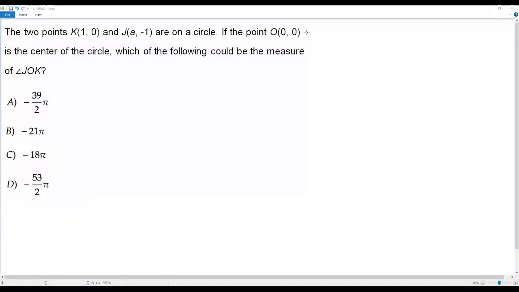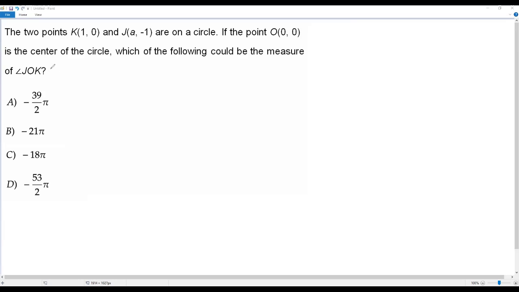Here we have a SAT math question. Okay, let's go to the information. The 2 points K of (1, 0) and J of (a, -1) are on a circle. If the point O of (0, 0) is the center of the circle, which of the following could be the measure of angle JOK?